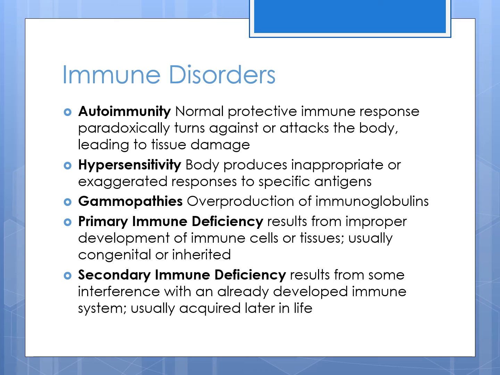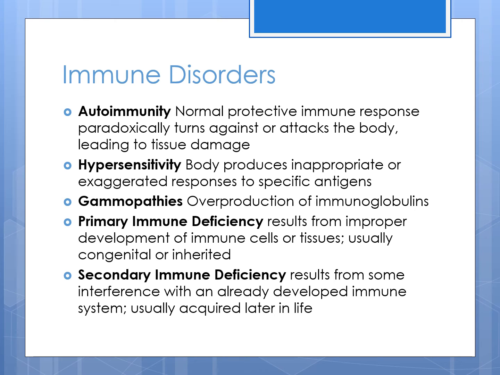An overview of immune disorders includes autoimmunity, and this is when a normally protective immune response paradoxically turns on the body. An example of this is lupus or rheumatoid arthritis. Hypersensitivity is the body producing an inappropriate or exaggerated response to specific antigens, for example, anaphylactic shock. Gammopathies is the overproduction of immunoglobulins, which are also known as antibodies. These antibodies attack antigens such as viruses or bacteria.